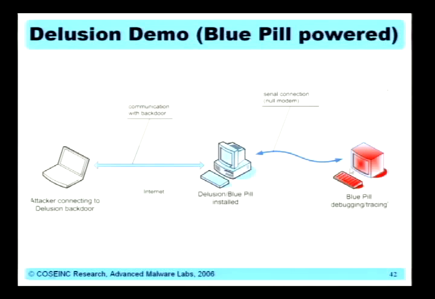And also another computer should be used for debugging Blue Pill over serial connection. And in this demo, this computer and this computer will be one computer. So you will see a serial console for debugging and a command prompt and netcat for sending those packets to the Delusion backdoor. Okay, demo.